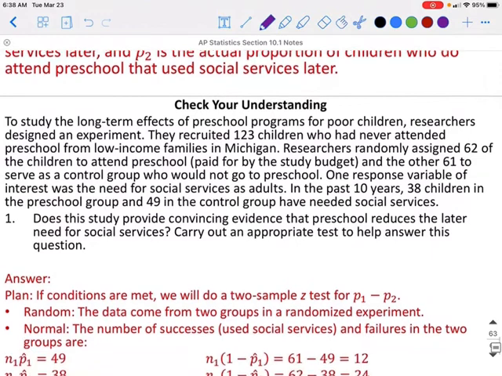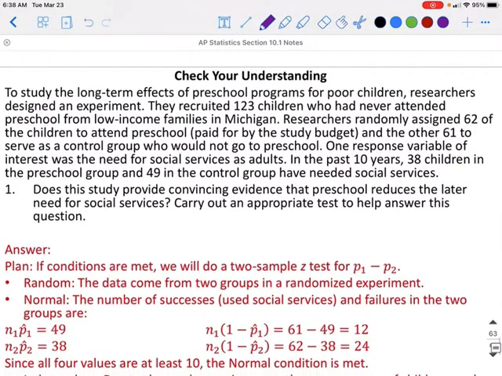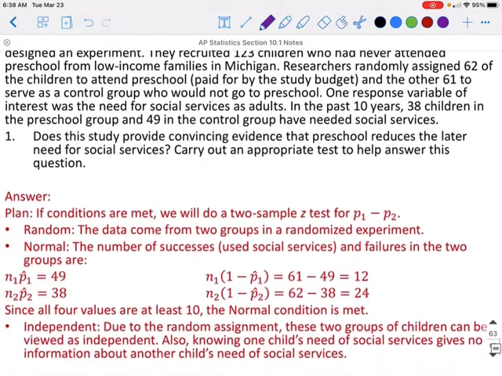So we're going to find the number of successes and the number of failures. It said that 49 of these children eventually needed social services in the non-preschool group, and so the number of failures would be the sample size minus those who did, so there was 12 who did not. There were 38 students in the preschool group that needed social services and 24 who did not, so since all these values are at least 10, the normal condition has been met.